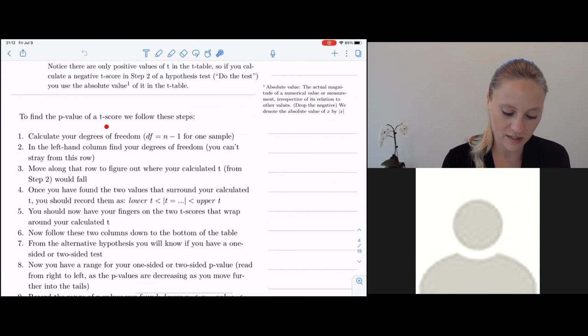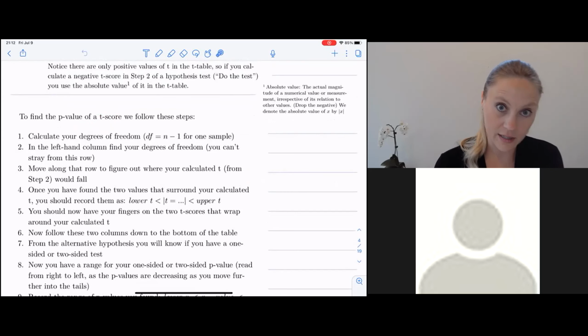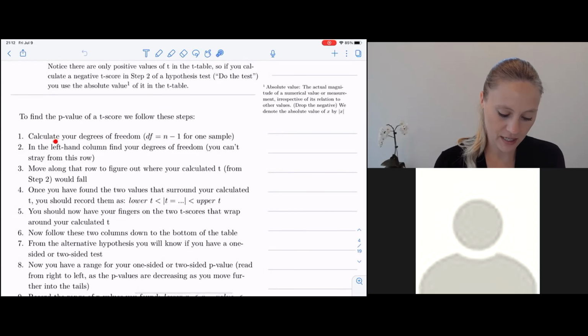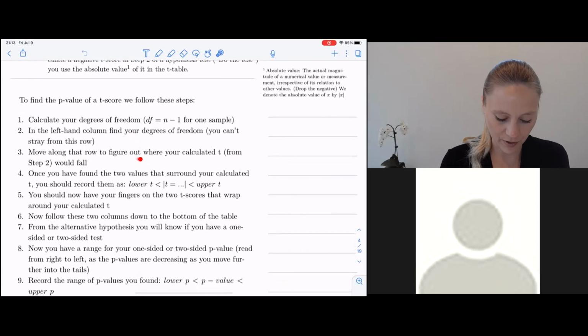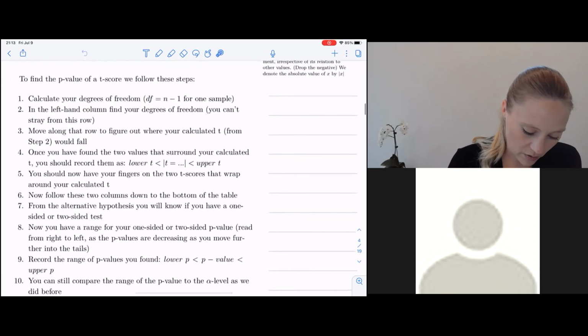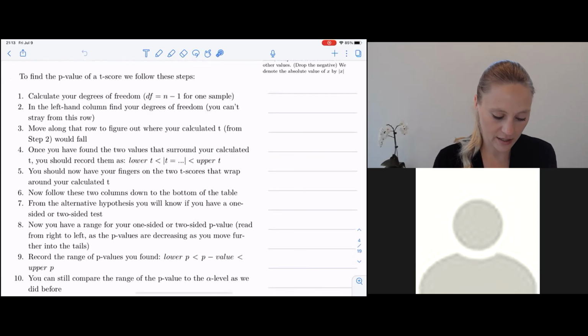So to find the p-value of a t-score, so a t-test statistic, we follow these steps. You have to calculate your degrees of freedom, right? N-1 for one sample. And then in the left-hand column, you're going to find your degrees of freedom. You can't stray from this row. Usually that's not something people have a problem with. So then you move along that row to figure out where your calculated t from step 2 would fall. And once you've found the two values that surround your calculated t, you should record them, right? Because you have to show your work, you should record them like this.